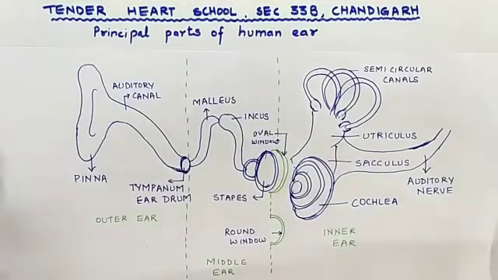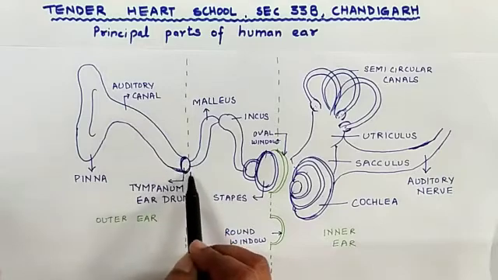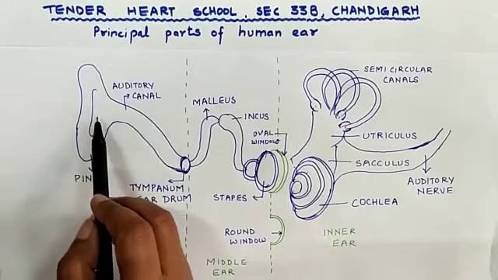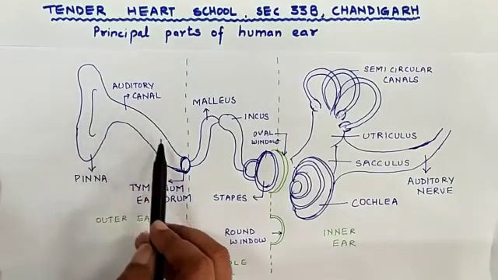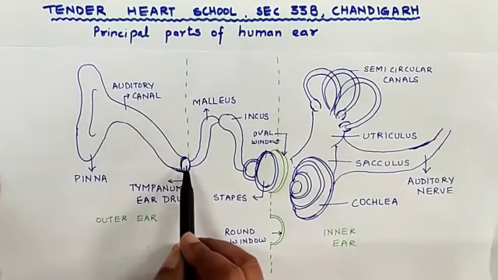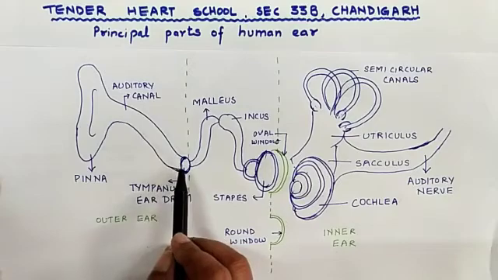So children, let us just look at the various parts of the human ear once again. We have the outer ear. The outer ear has three parts: ear pinna, auditory canal, and tympanum. The ear pinna is collecting the sound waves. The sound waves from the ear pinna are passed on to the tympanum, that is the eardrum, through the auditory canal. The tympanum starts vibrating when it receives the sound waves. Thus, the tympanum is converting the sound waves into vibrations.